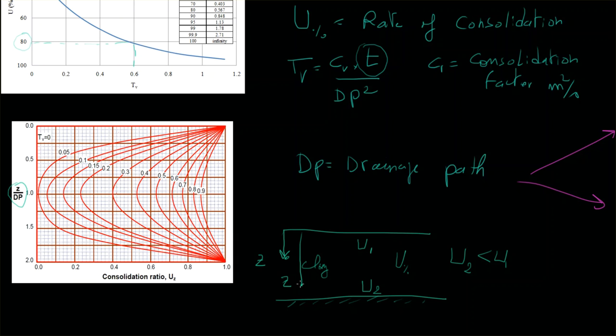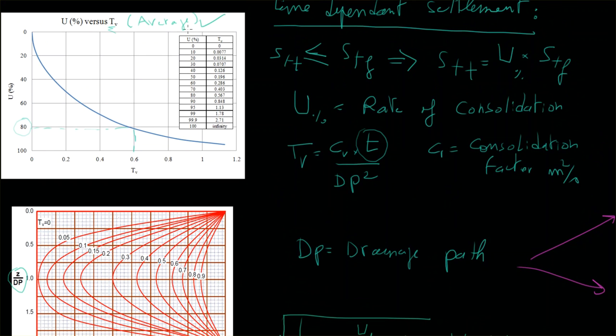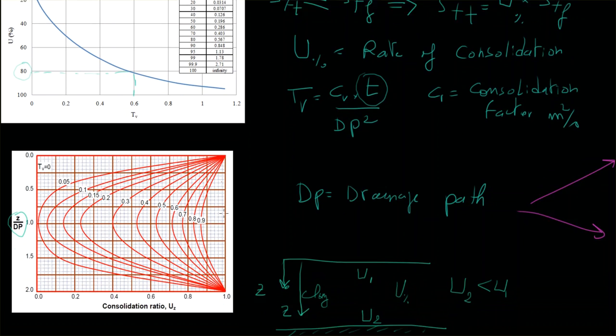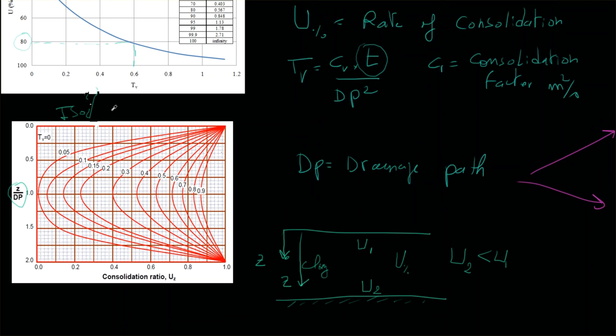However, the questions given to you sometimes don't specify depth. They say calculate the average settlement. In this case, you use this chart. If they say calculate the settlement at this depth Z, that means you have to use this chart. This chart is known as the isochrone.